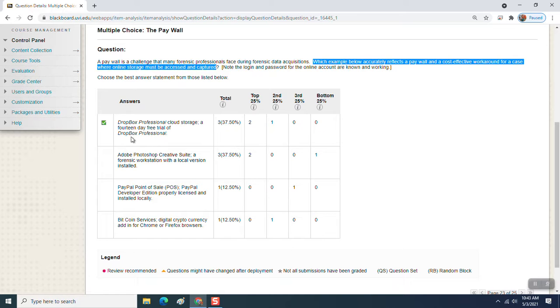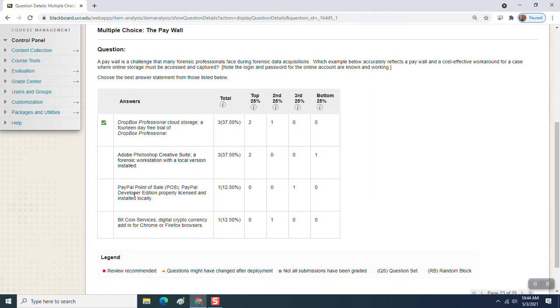So free trials is basically the answer. You want to select. If you have a local version installed, you're having to pay for that, and that's not a low-cost option. So it's a cost-effective workaround. It's impossible to stock a forensic workstation, to configure a forensic workstation to have every possible version of every possible operating system and application that's out there. So that's just one thing.